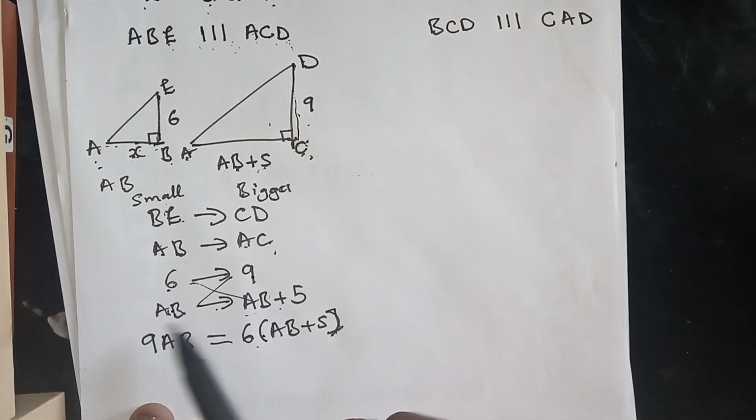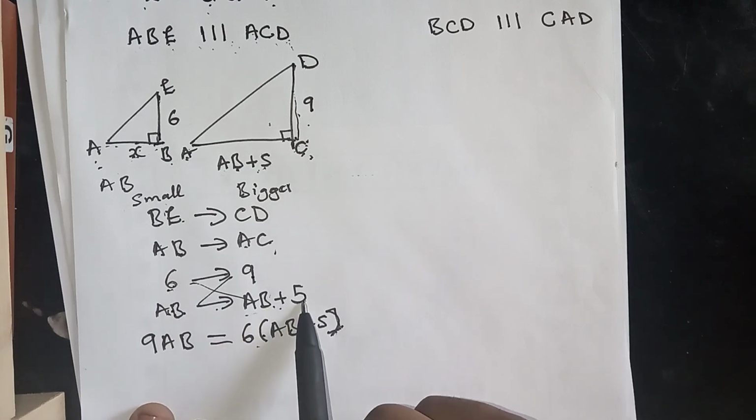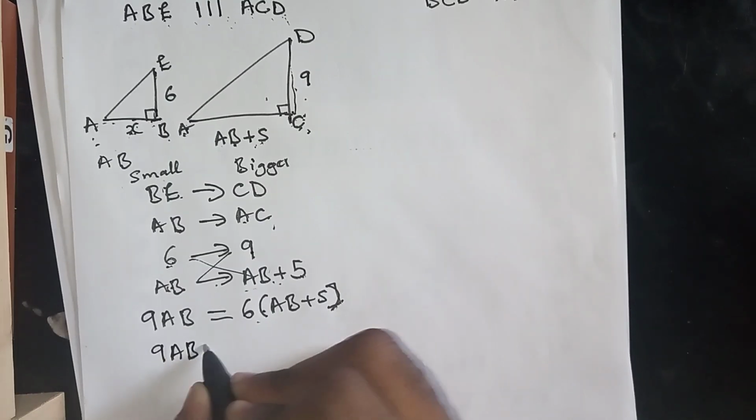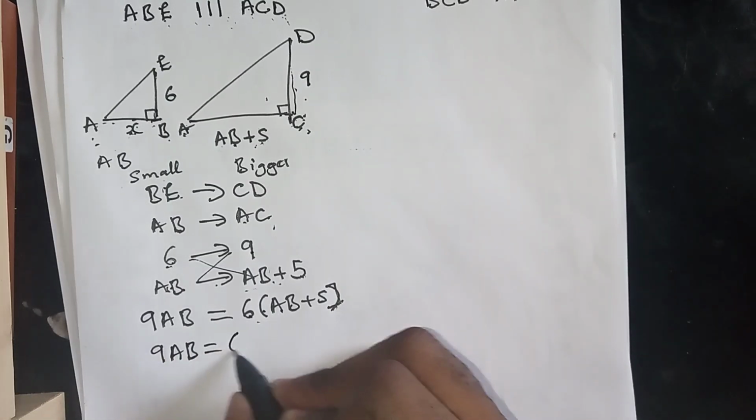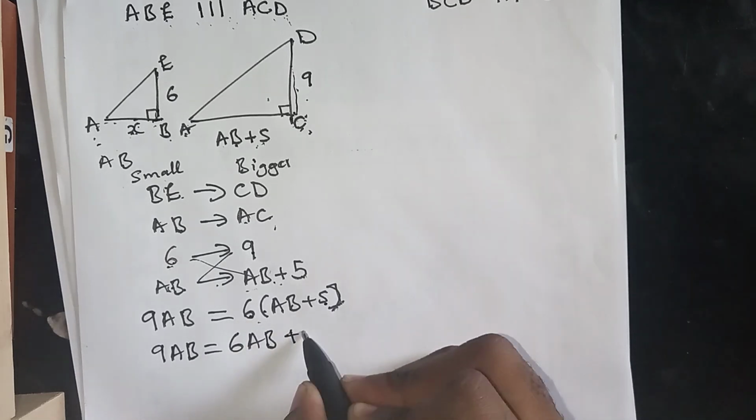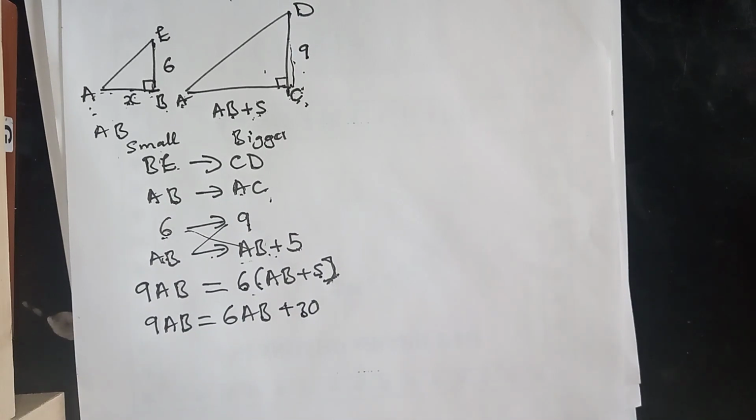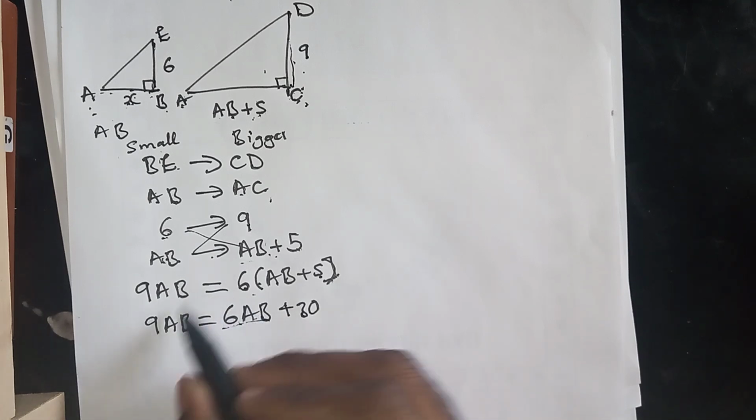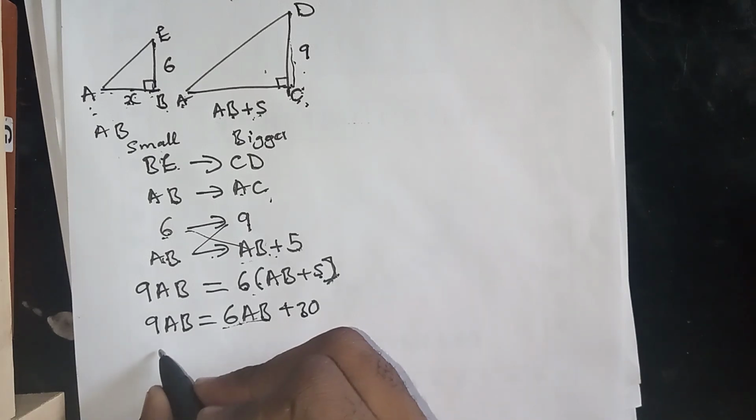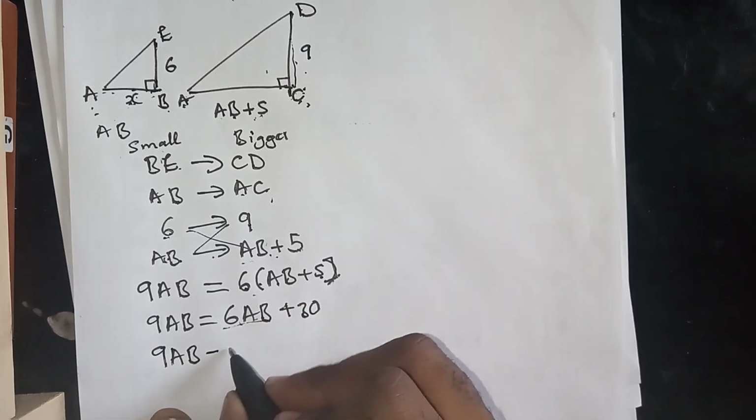The other mistake which a lot of students make here is to just multiply this by this, leaving this one alone. So that's not correct. So you can say 9AB is equal to 6 times AB, which is 6AB. Then 6 times 5 is 30. So now you can collect the like terms and put them on one side. It's much easier to take this guy to the other side than taking this one this side and this one this side, because that will introduce a lot of negative signs. It's not wrong, but it's just not the best option.